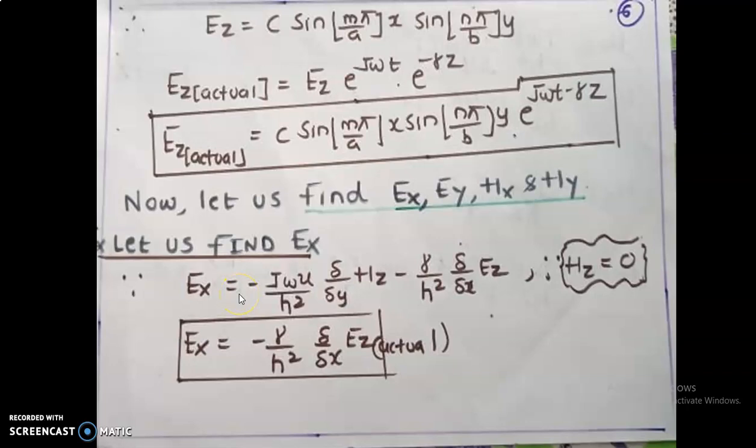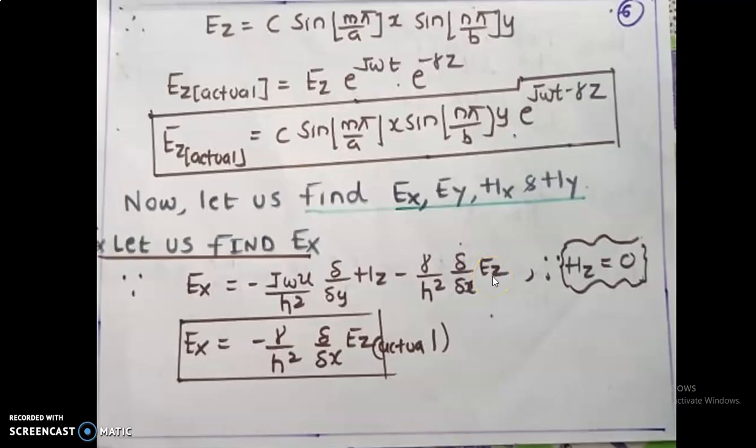Now this is not our main goal. Our main goal is to find Ex, Ey, Hx and Hy. Now let us take a simple derivation part. I am going to explain only Ex, the remaining you can solve by yourself. Here what is Ex? We already derived this one, but here Hz is how much? 0. So this term vanishes, and we are going to get this one only.